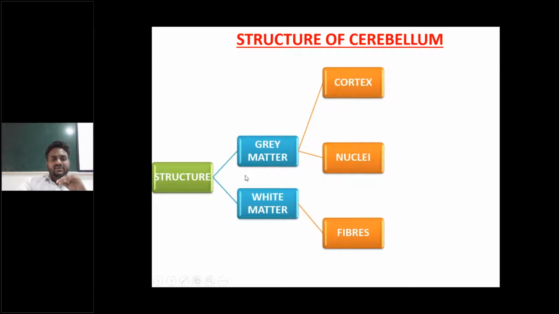Now we confirm the structure of the cerebellum here. It is made up of two parts, outer gray matter and inner white matter. The gray matter consists of the cerebellar cortex, one, and second, the nuclei of the cerebellum. These two are the components of the gray matter. And as usual, white matter forms the fibers of the cerebellum. You know these things. So we study the structure of the cerebellum one by one.